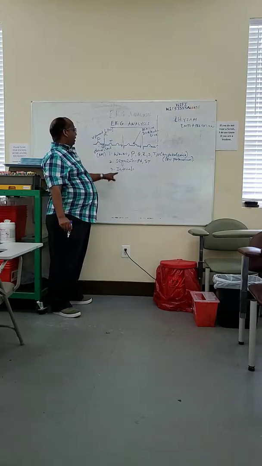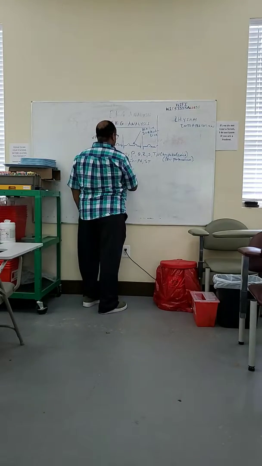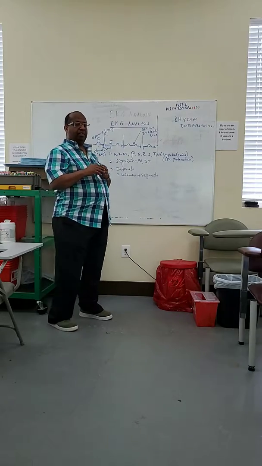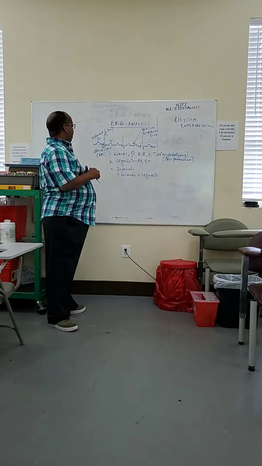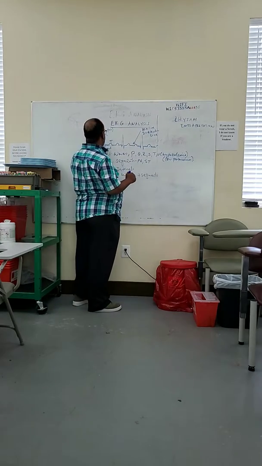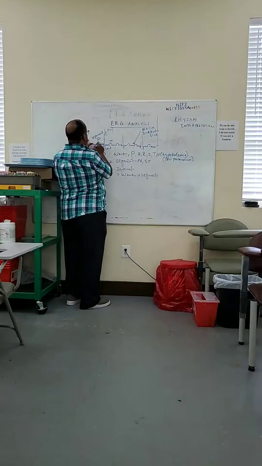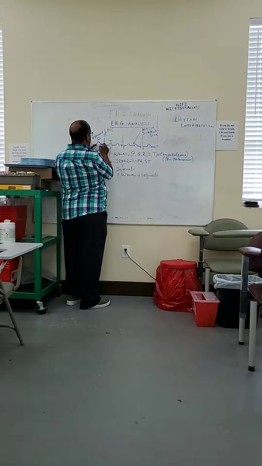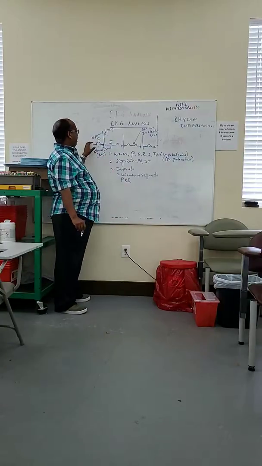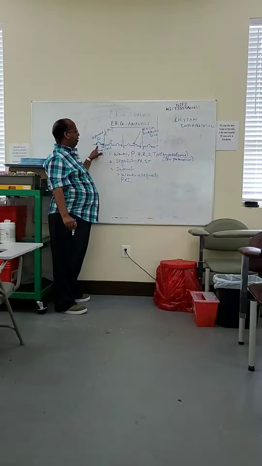Okay. Then intervals are waves plus the segments. When the waves and segments come together, they are intervals. So which are the waves? P, Q, R, S, T. Yes, plus the segments. If we take this P wave and this PR segment, the whole thing from the beginning of P to the beginning of Q is called the PR interval, which we call PRI.